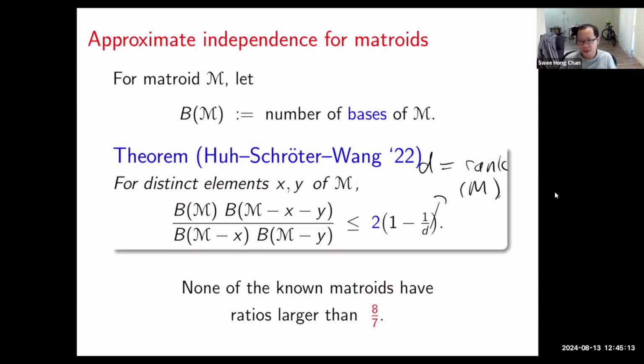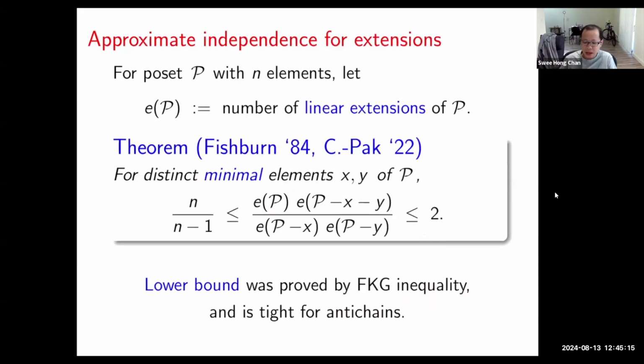Okay. This is matroid. And the one that we are interested in, the one that we will prove today, is the one for linear extensions. So let e(P) be the number of linear extensions. Let's look at this ratio where x, y are minimal elements. We claim that this number here is between 2 and n over n minus 1. And unlike the other two examples that we saw for matchings and for matroids, we do know that this inequality is tight in both directions.